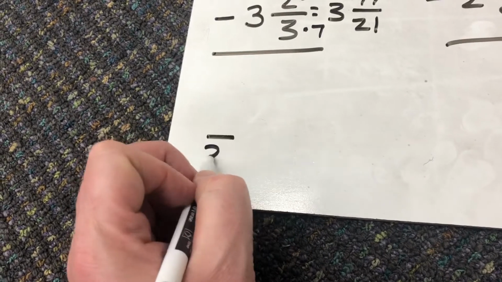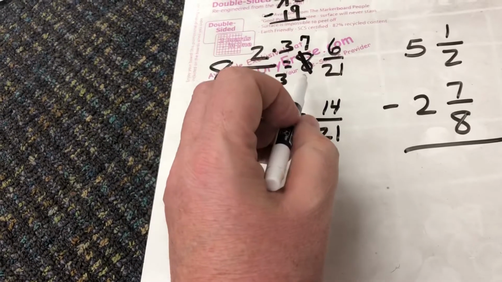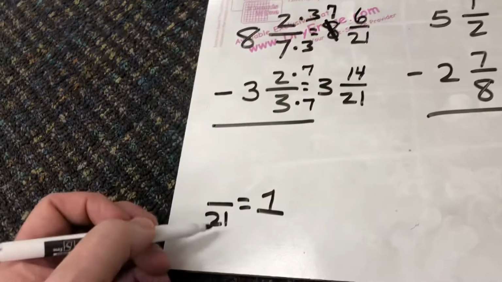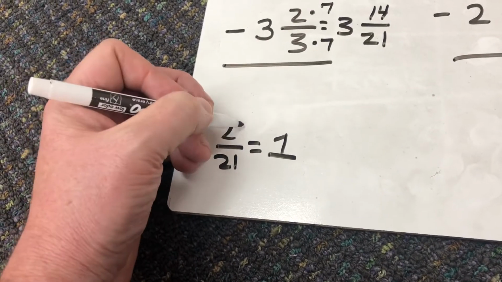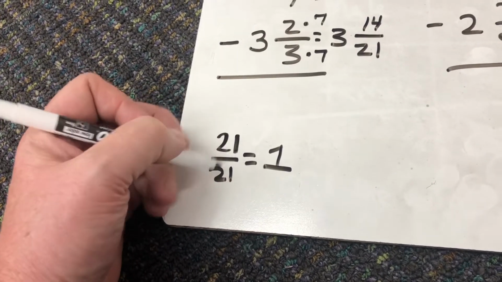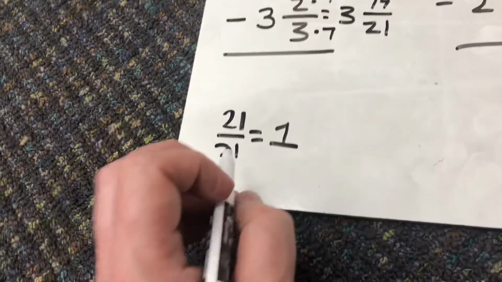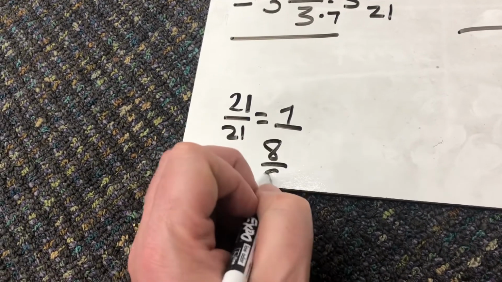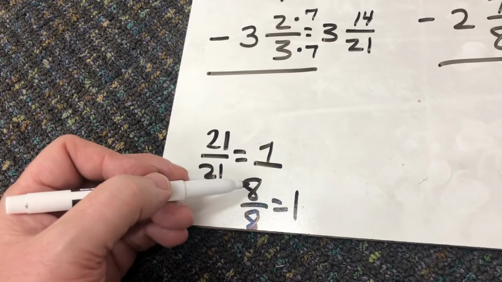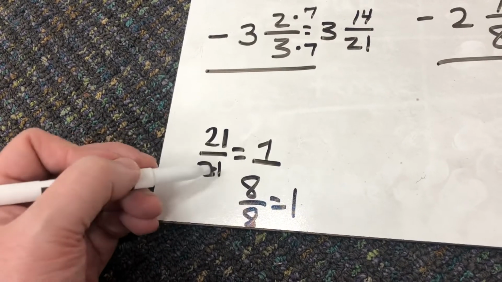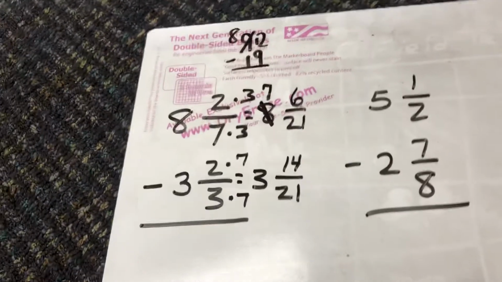Well, what over 21 would make it equal to 1? Because I borrowed 1. I made the 8 a 7. Well, remember, to make the fraction 1, it has to be the same. 21 divided by 21 is 1. Or if it was 8 over 8, that would equal 1. Anytime the numerator and the denominator are the same exact number, it equals 1. Well, in this case, I'm using 21.